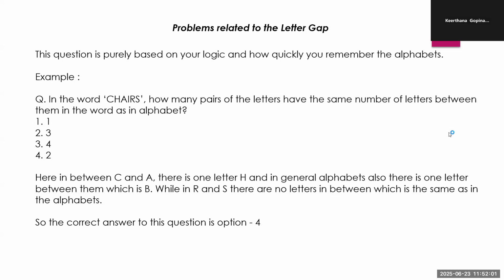Now what they are asking is, compare the first 2 letters, C and H. In between C and H in the alphabetical series, how many letters are there? D, E, F, G. There are 4 letters. The gap is 4, correct? Between C and H. Whereas in this word chairs, the gap between C and H is only 1. So C and H is not a correct pair.